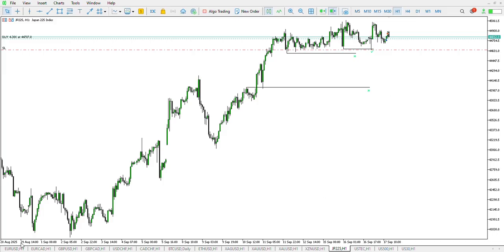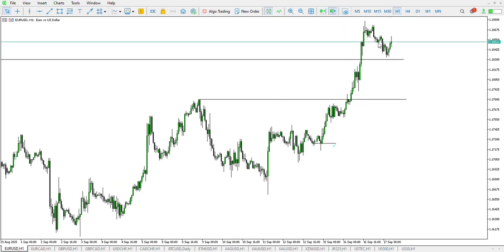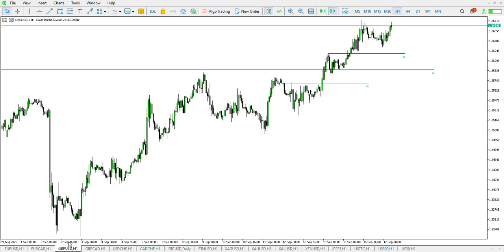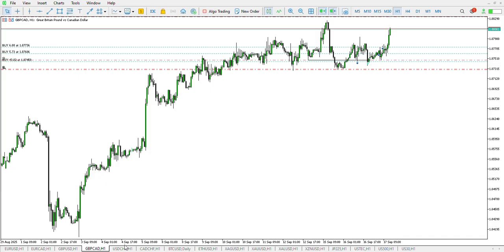I have other trading ideas. This is EUR/USD. Yet to reach any of my daily levels, so no opportunities here. This is EUR/CAD. Already showed you this. GBP/USD, same as EUR/USD. No key level hit yet. GBP/CAD already explained.